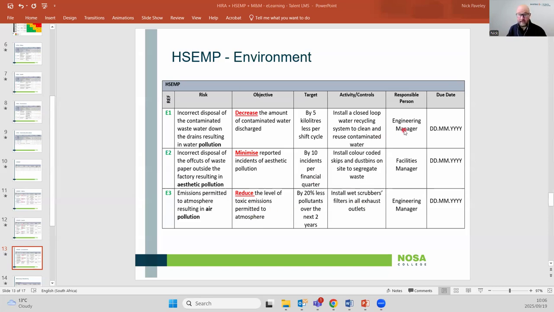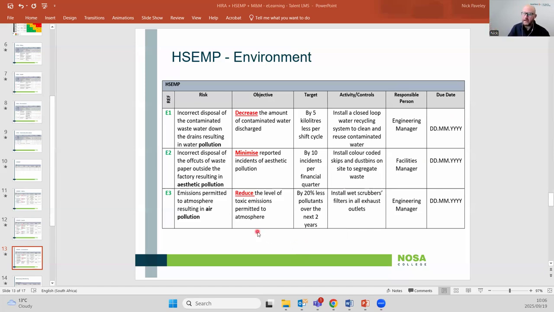So I'm going to allocate them back to my engineering manager. This person has got the competency requirements to be able to complete that activity. This one here, not too technical, but I'm going to give this one to my facilities manager. You can even use maintenance manager. You know, we will accept that. And for E3, another very complicated engineering control. So let's give it to the engineering manager. And then you're going to set your due day, month, and year. All right, so just pause the video there, ladies and gents, and you can just have a look at those environmental objectives, targets, controls, responsible management people, and your due date.